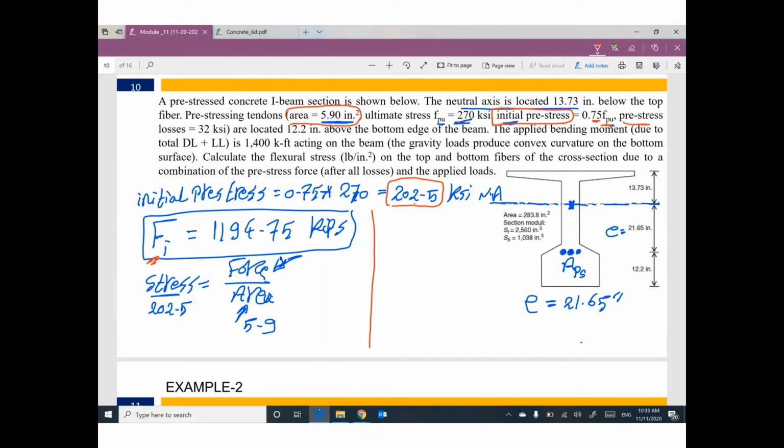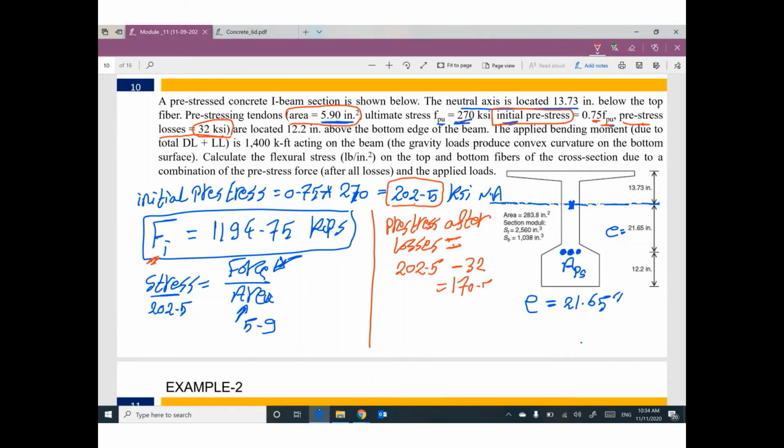Pre-stress losses equal 32 ksi. So if you are looking for the pre-stress after losses, it equals 202.5, which is the initial one, minus the value of these losses, 32. So I can figure out the final value for these stresses will be 170.5.